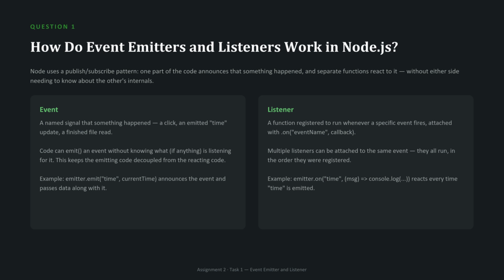Now, what is a listener? A listener is a function registered to run when a specific event is emitted. Think of it as listening back, like an echo. When you shout at a mountain, it gives you feedback back, right? You attach a listener with dot on, event name, and callback. Multiple listeners can be attached to the same event. They all run in the order they were registered. This is important: listeners keep unrelated parts of the code decoupled. The emitter doesn't need to know who's listening.